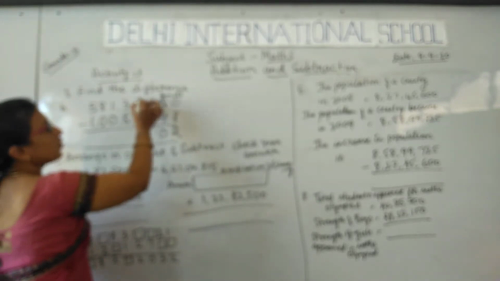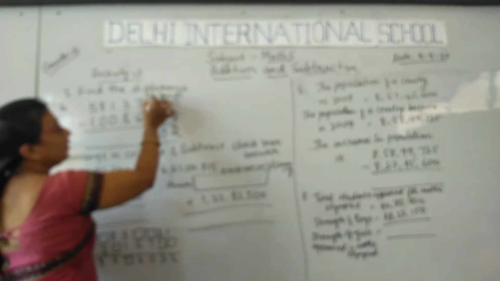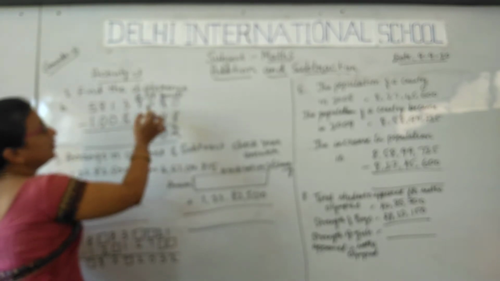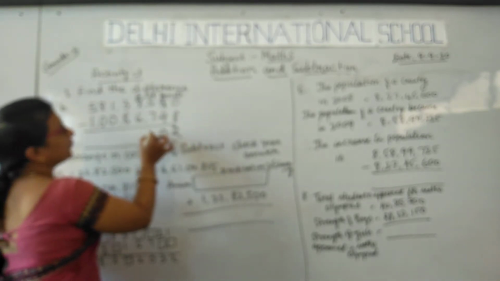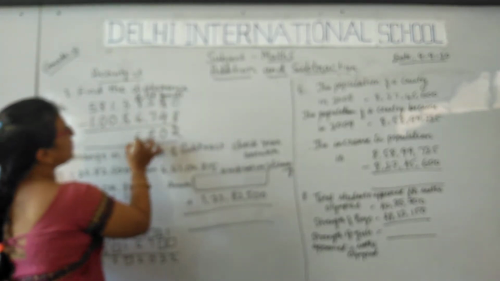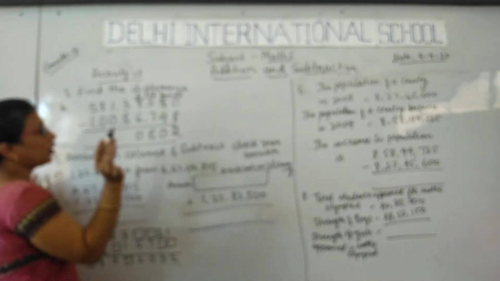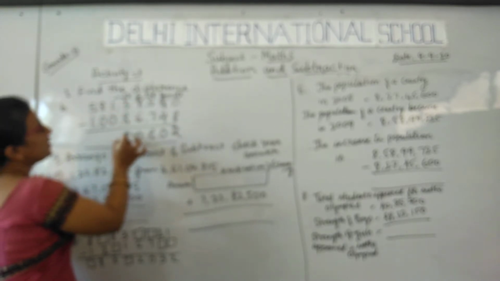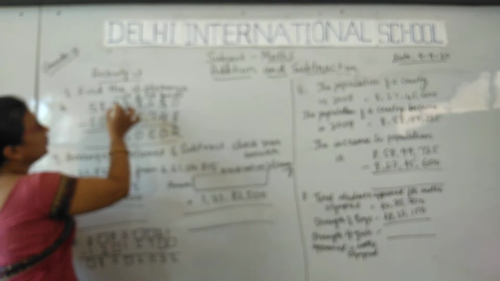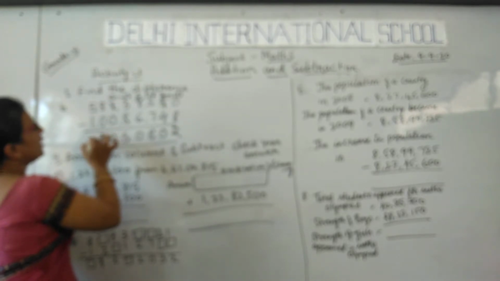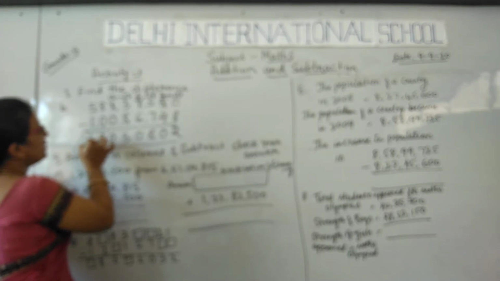5 minus 7 is not possible. Again I will take 1 from here, so 15. Here it becomes 6. 15 minus 7 is 8. 6 minus 6 is 0. 3 minus 8 is not possible, so I will take a carry here. So 13 minus 8 is 5. Here it becomes 0. 0 minus 0 is 0. 5 minus 1 is 4.